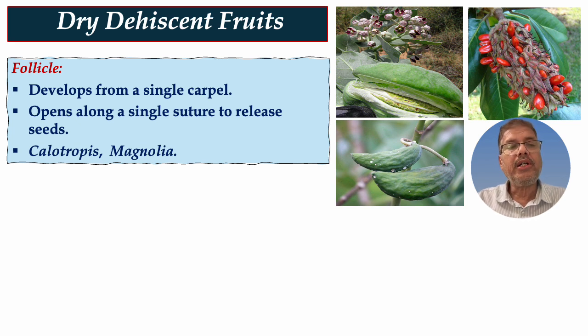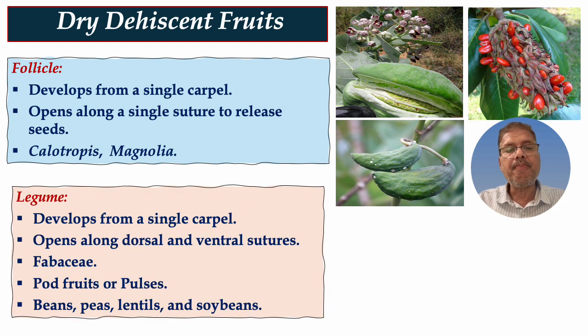The first one is the follicle. A follicle is a dry dehiscent fruit that develops from a single carpel and opens along a single suture that releases seeds. It is characterized by its single chambered structure and the way it splits open to disperse its contents. Examples are calotropis and certain species of magnolia.